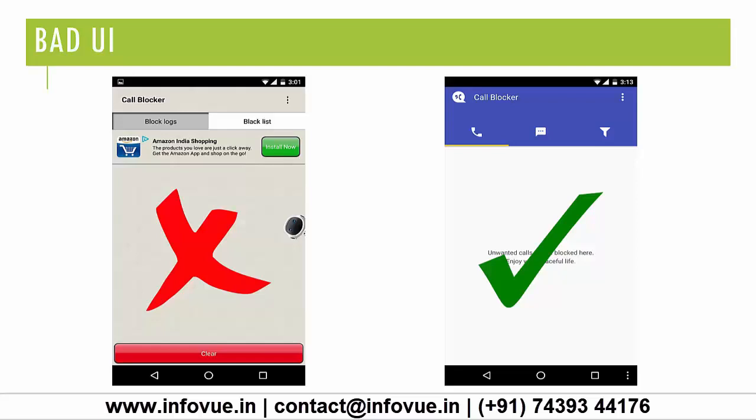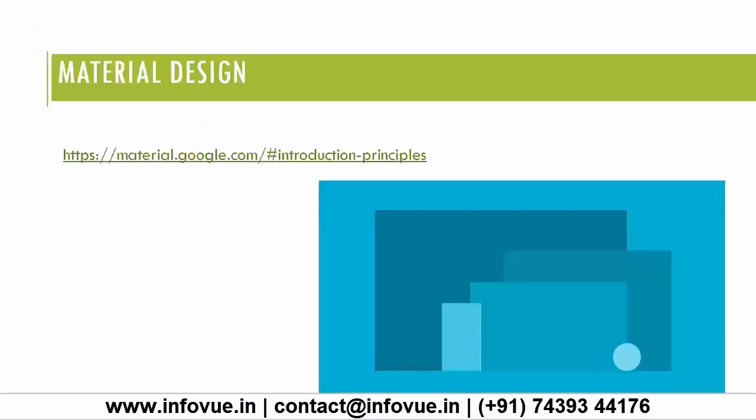But on the other side, the tabs and menus are properly arranged. Material design is used if you want to provide some extra design and some extra graphics to your app. Then you can use the material design API for your app. For that, you have to specify the API of the material design in your app.